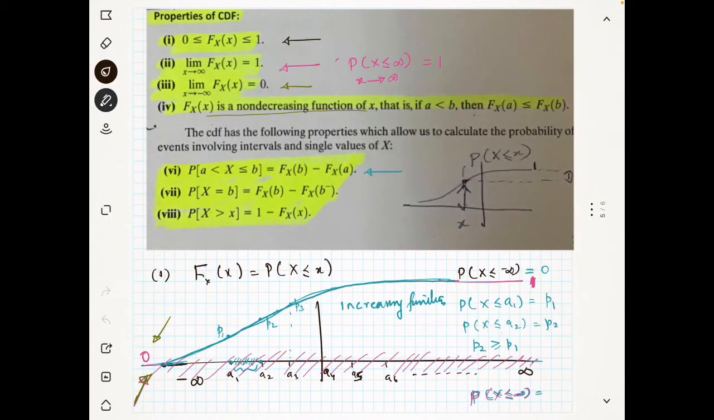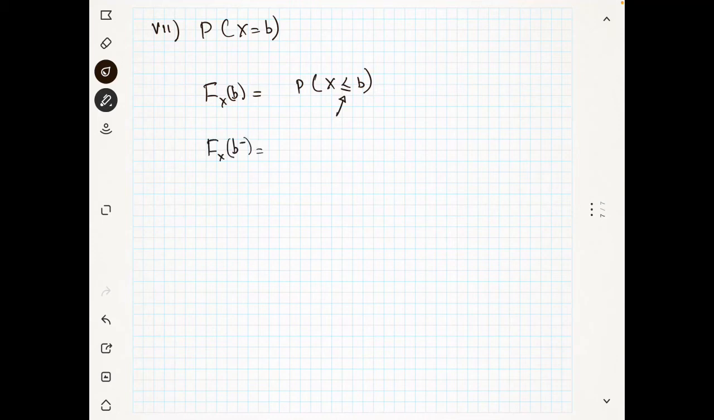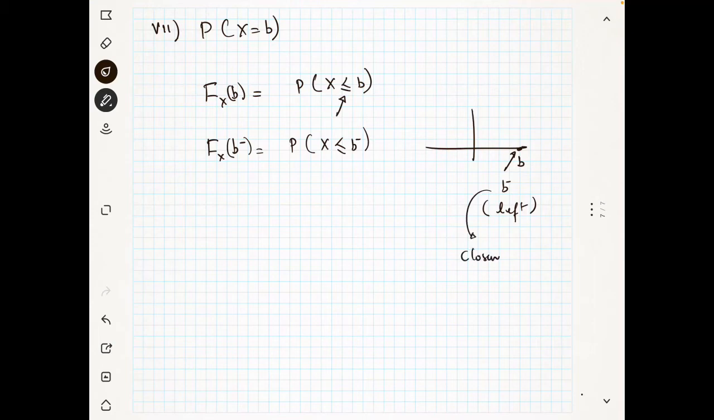And the seventh point: at x equal to b, what is the probability at x equal to b? That means the probability that x is equal to b. We know that F_X(b) is the probability that x is less than or equal to b; you can see there is an equality here. Now F_X(b minus): if you take any point b, then b minus is just the point which is very close to b but on the left side of b. It is the probability that x is less than or equal to b minus. So b minus doesn't include b.